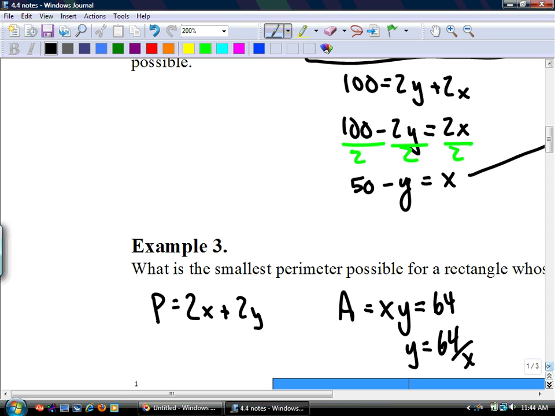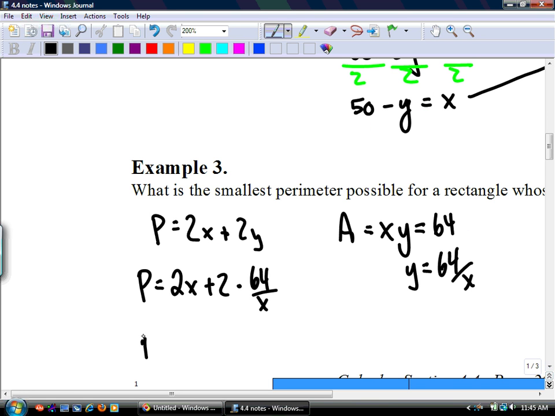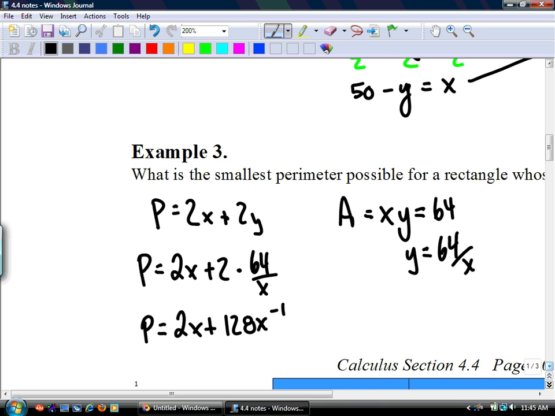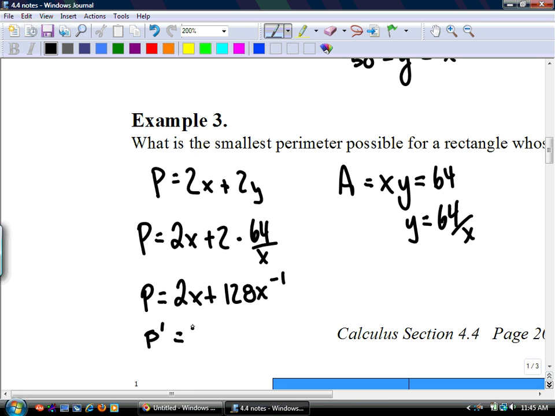Ooh, this is going to be exciting, solving for x so many times. P equals 2x plus 2 times 64 over x. Get all math 10 and 11 on it. 2x plus 128, that's the x to the -1. Take the derivative. dP/dx, or P prime, equals 2 minus 128 x to the -2.